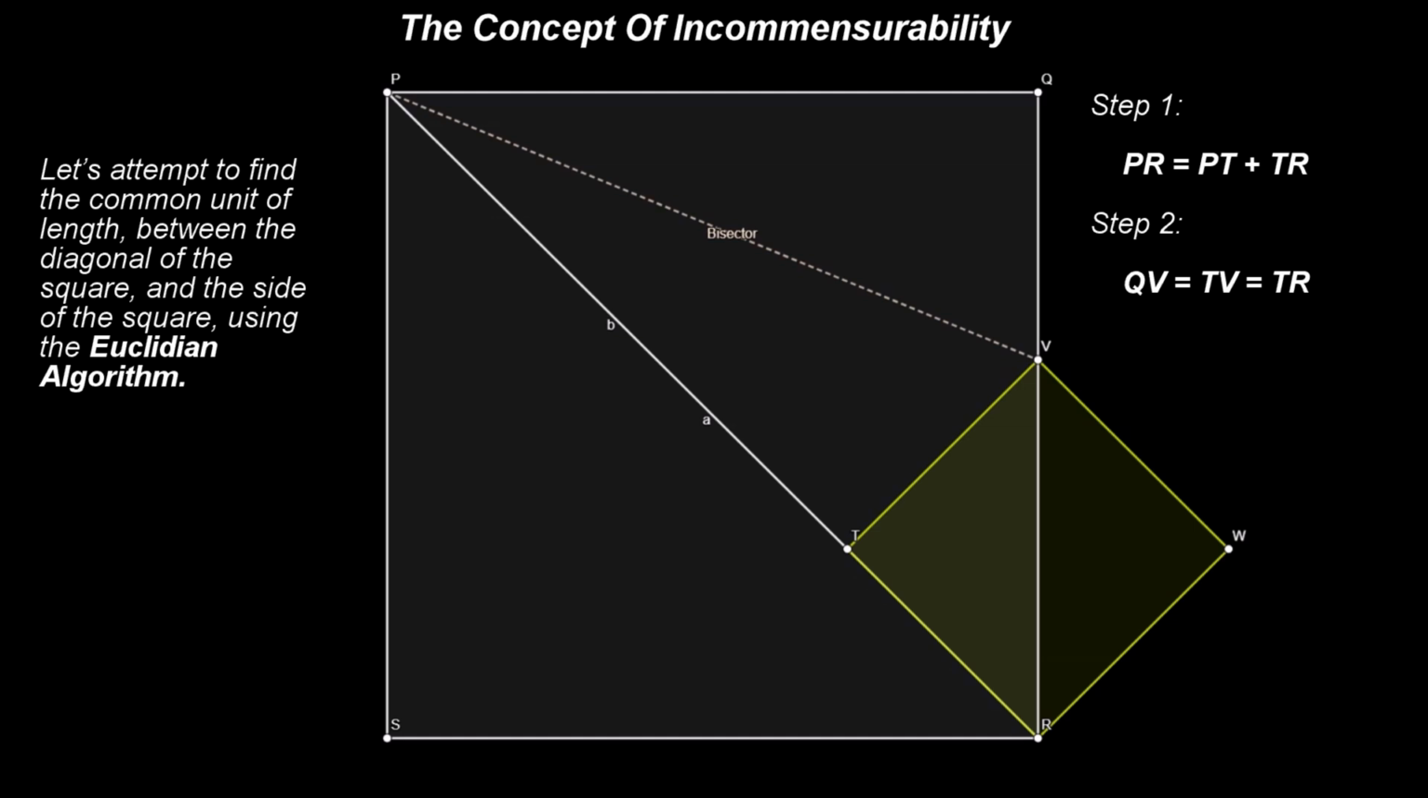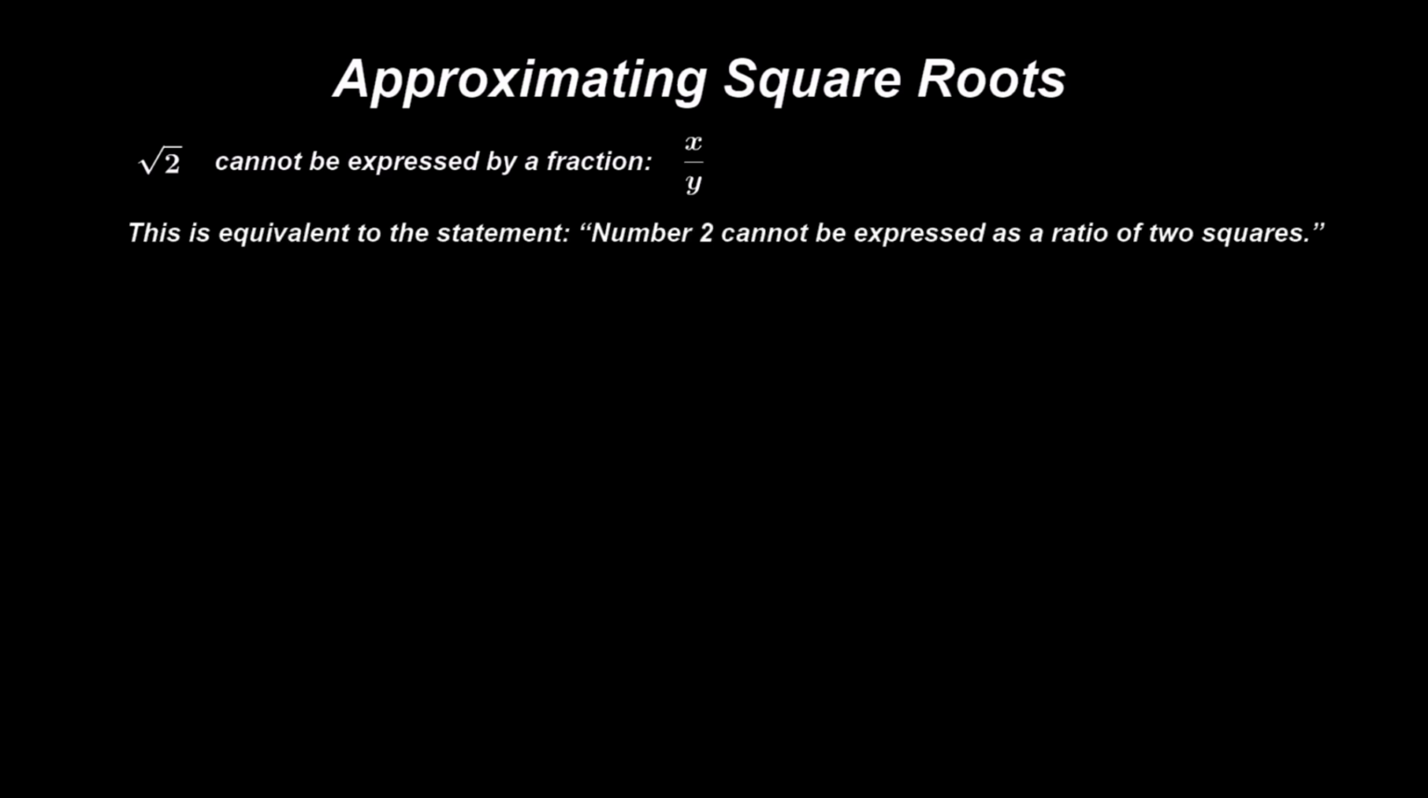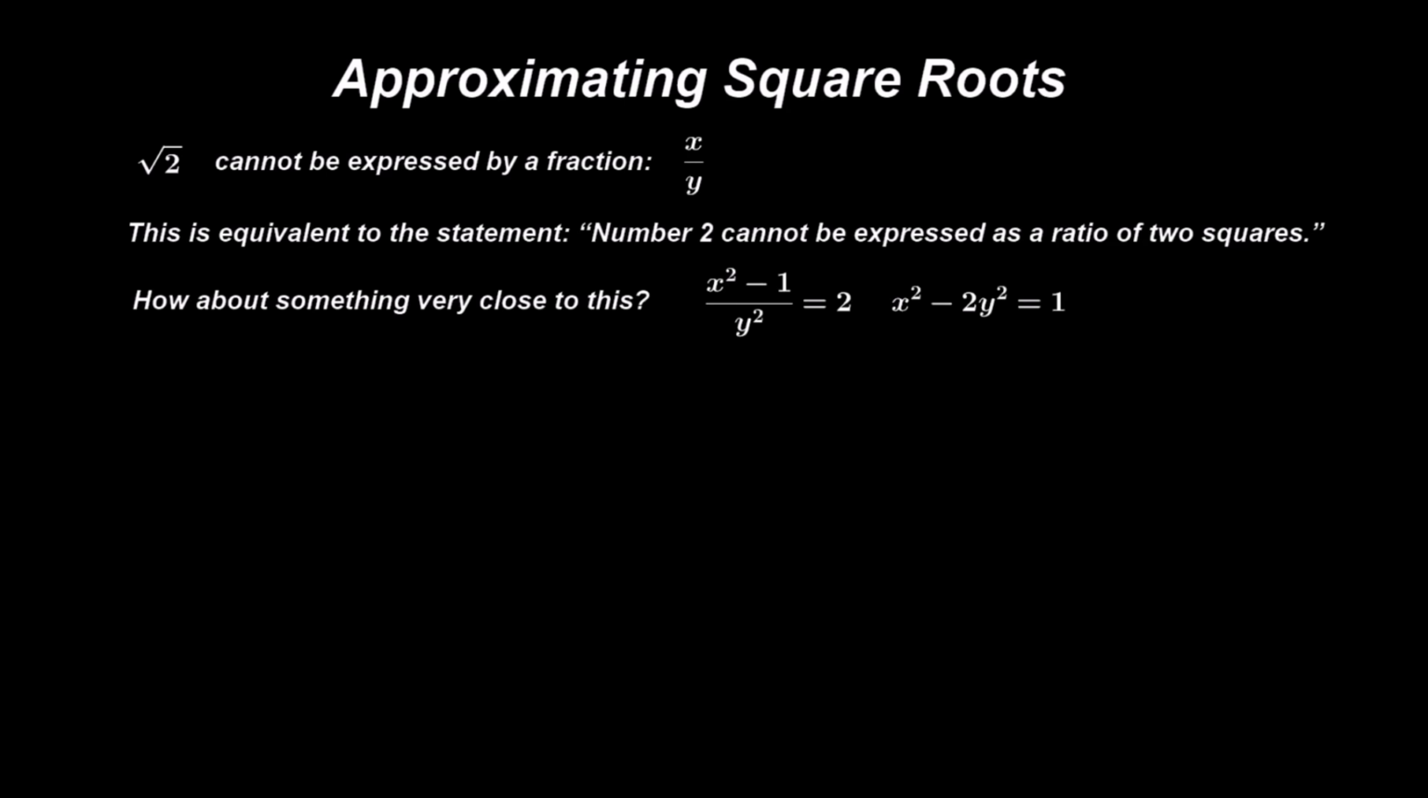This statement is equivalent to the following arithmetical statement: the number 1 and the number square root of 2 are two incommensurable magnitudes. In other terms, this can be stated as: the number 2 cannot be expressed by a ratio of 2 squares. Can we find another ratio that can approximate the square root of 2 very closely? How about subtracting 1 from x square first, and then taking the ratio?